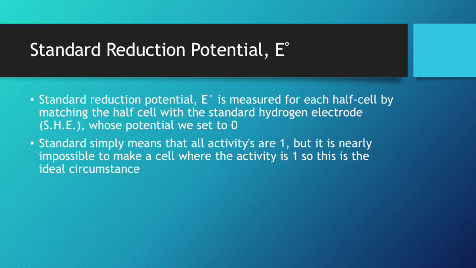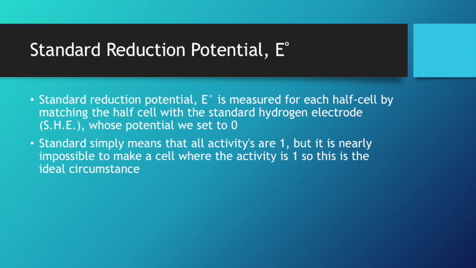So another major section for understanding how electrochemistry works is the standard reduction potential, otherwise known as E naught. Now, standard reduction potential is measured for each of the half cells by matching that half cell with the standard hydrogen electrode, or SHE, whose potential was set at an arbitrary reference point of 0. And in this case, standard simply means that all activities are 1.